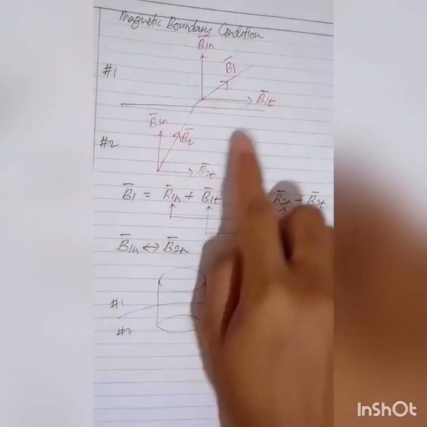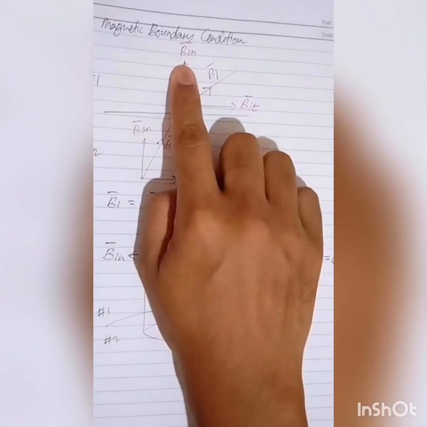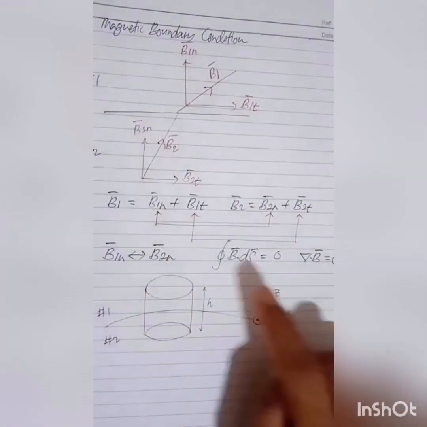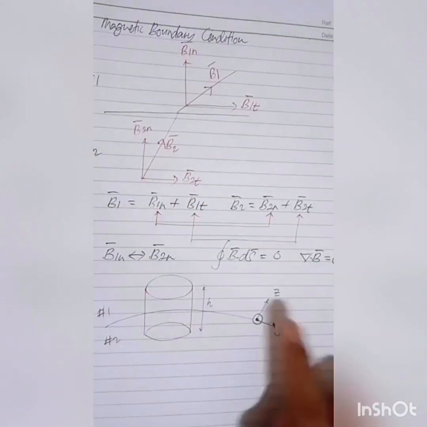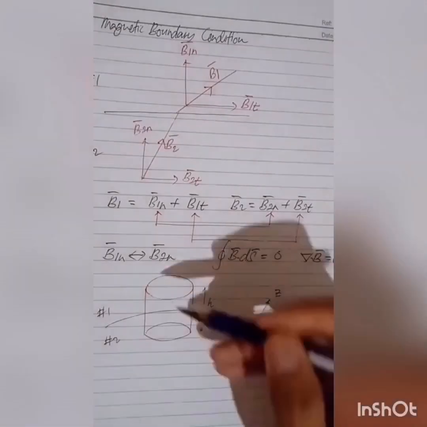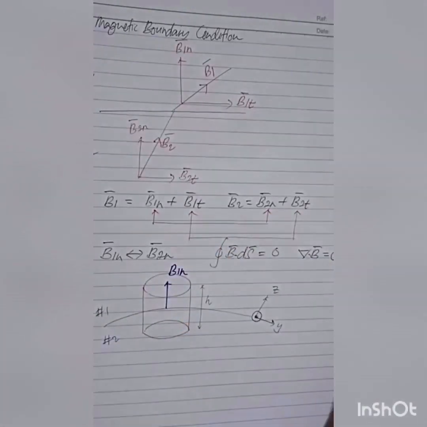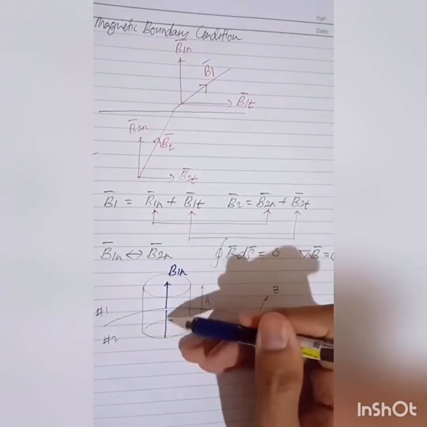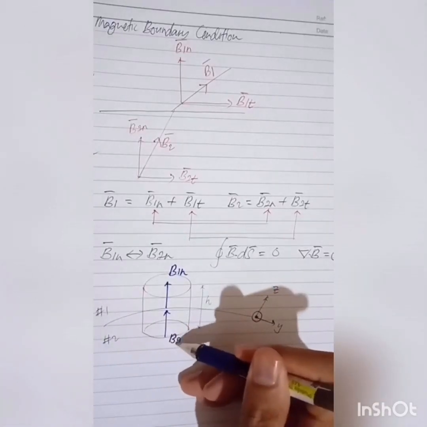Based on this simple diagram, you can see that B1N is pointing up in the positive z direction, and B2N is also pointing up in the positive z direction. So you can simply draw our B1N and B2N as shown here. That's going to be our B1N, belonging to the first region, and down here again in the same direction but with a different value or magnitude, is B2 normal.